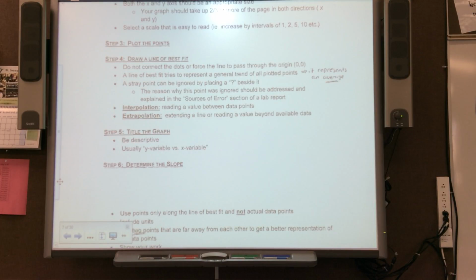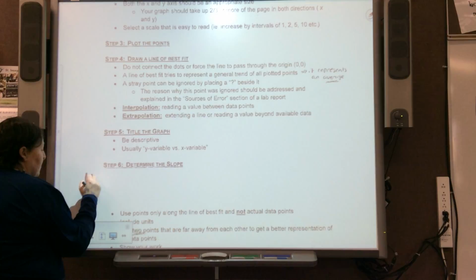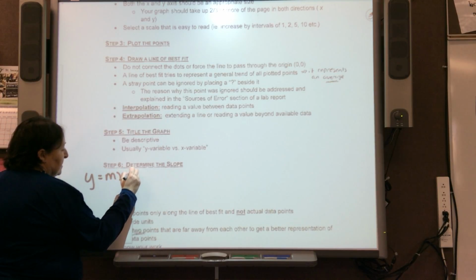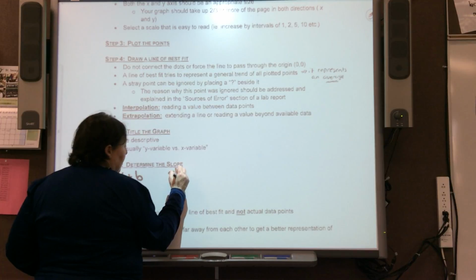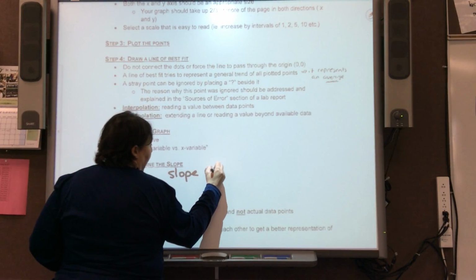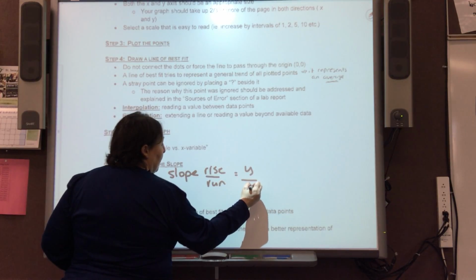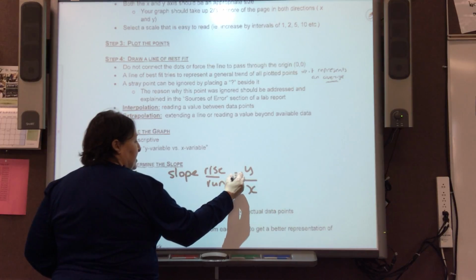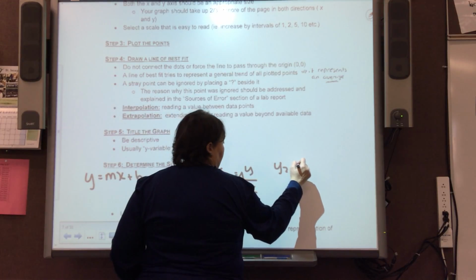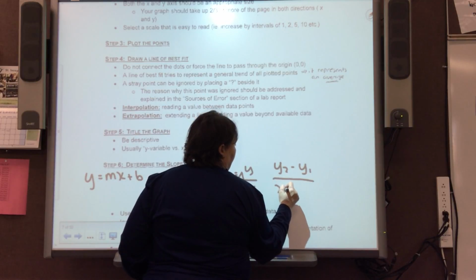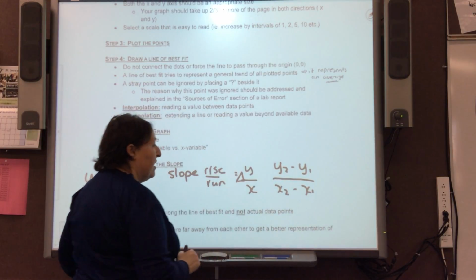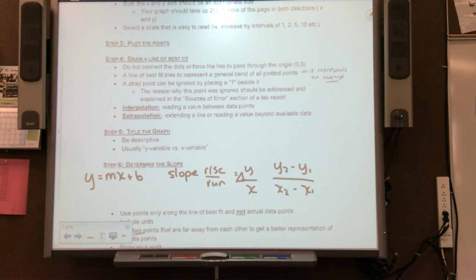We're going to determine the slope, and if you remember the slope formula, the slope line formula is y = mx + b. And to figure out slope, it's rise over run, which means that we're going to look at our Y coordinates over our X coordinates, and it's going to be the change in. So m = (y2 - y1) / (x2 - x1). This becomes really critical the further we go into physics when we look at kinematics and dynamics.